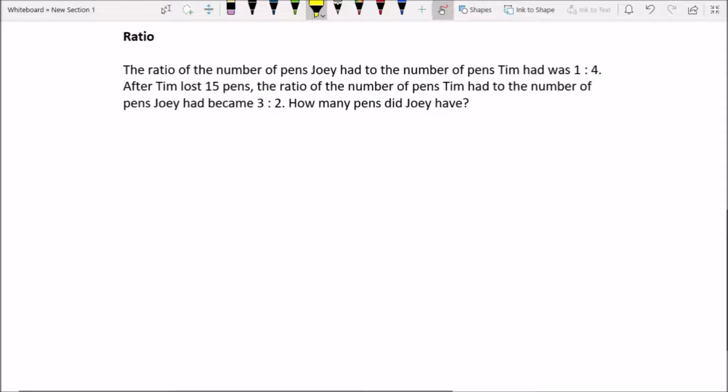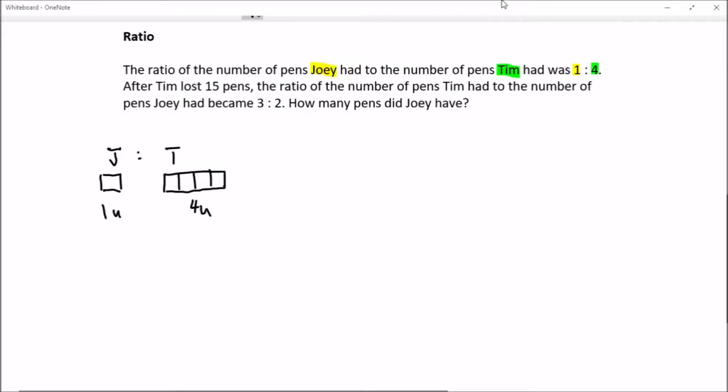If the ratio of Joey's pens to Tim's pens is 1:4, then the first number refers to the first person and the second number refers to the second person. So, Joey has 1 unit and Tim has 4 units. That's it. Let's represent this information with models first, and after that I'll show you how it translates into ratio.